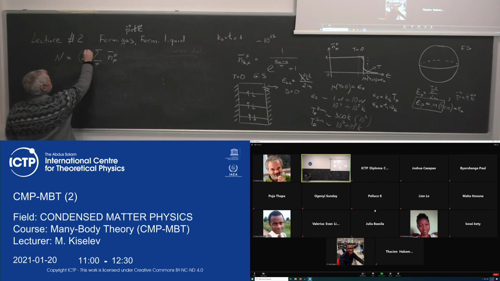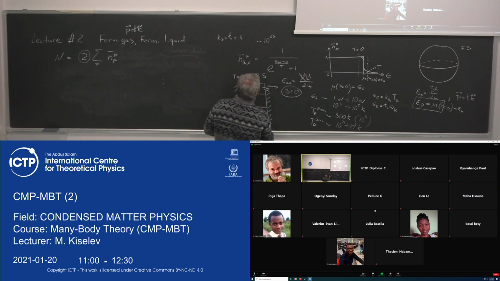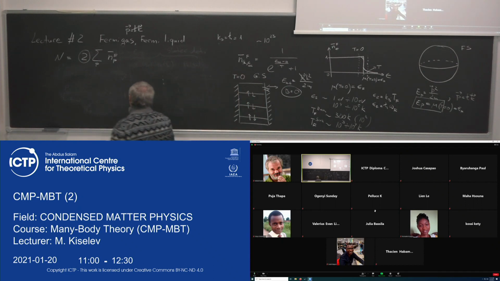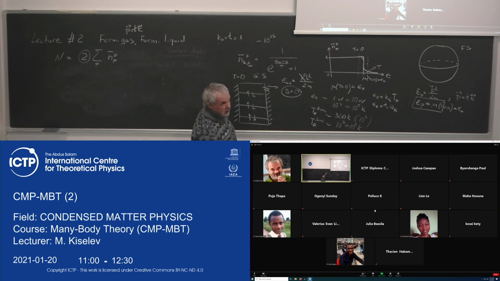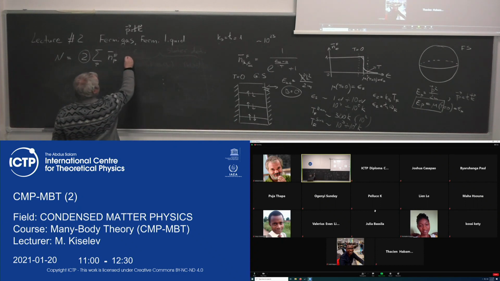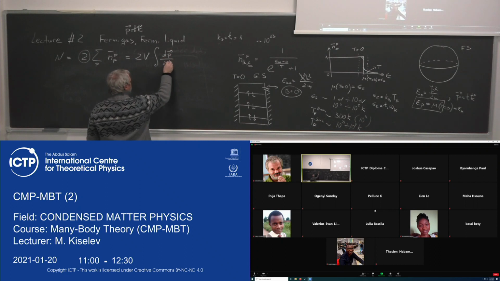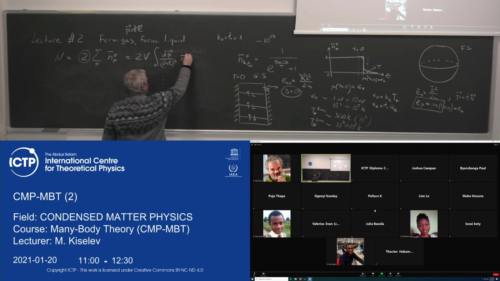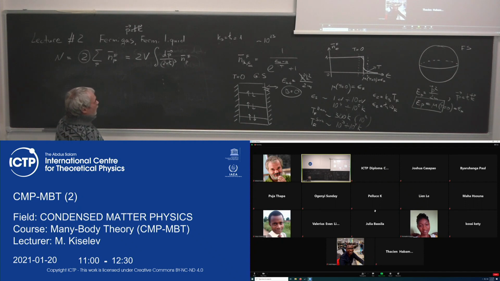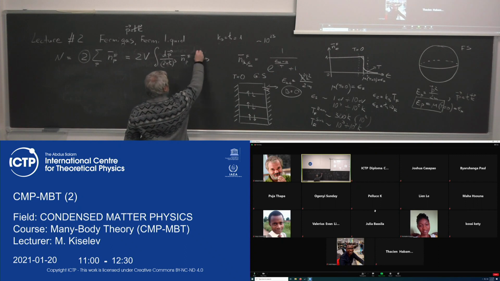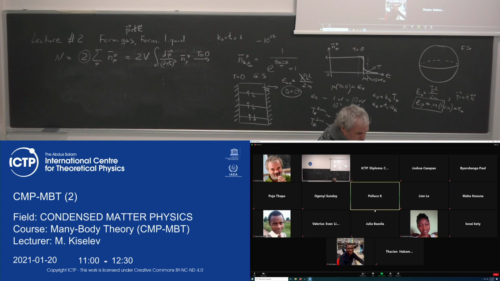The factor 2 is related to the degeneracy of our fermions with respect to the projection of the spin, because we are considering zero magnetic field. Therefore, I don't put the index sigma anymore. I took it into account by putting the factor 2 in front. Since we have a system of many levels, we replace our summation over discrete levels by integration in a standard way. So this is 2 times the volume, integral over momentum d^3p over (2 pi h bar) cubed, n_F of epsilon_p. Okay, I am dealing with zero temperature.